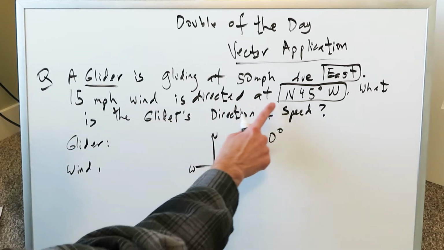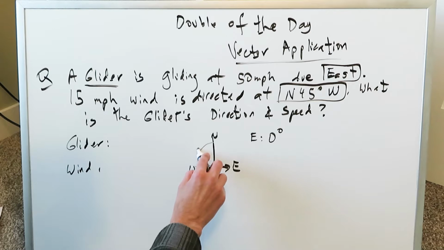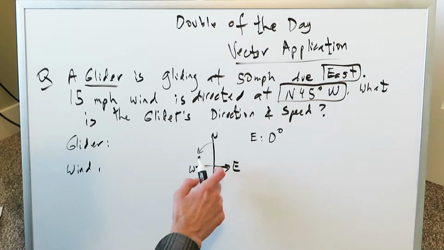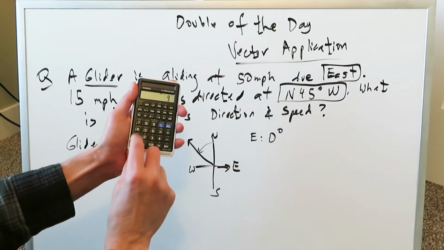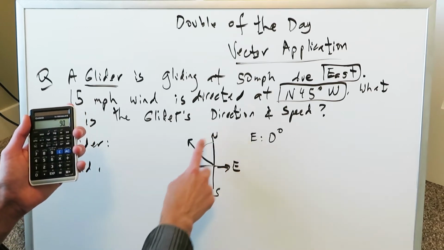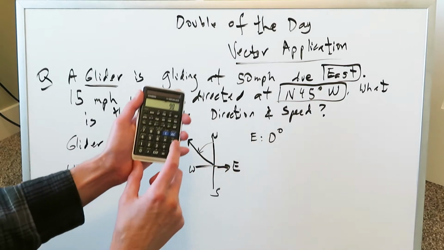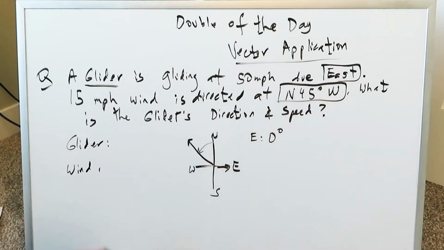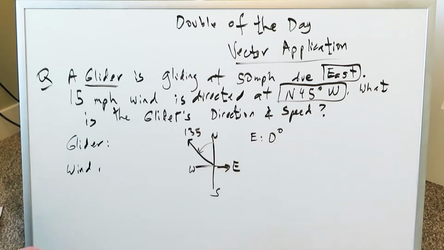What about the wind? Wind is directed north 45 degrees west. Look at north and then go 45 degrees west of it, towards the left, and this right here will represent the direction of the wind. North 45 degrees west would be 90, because north is 90. Each of these quadrant angles are 0, 90, 180, 270, and you adjust accordingly. North 45 degrees west is 90 plus 45, and we have 135. So we now know that the wind is 135 degrees.